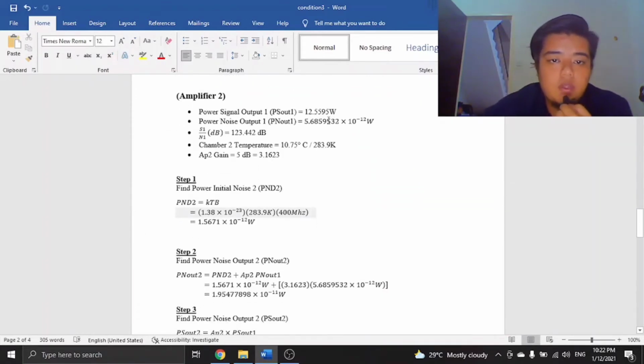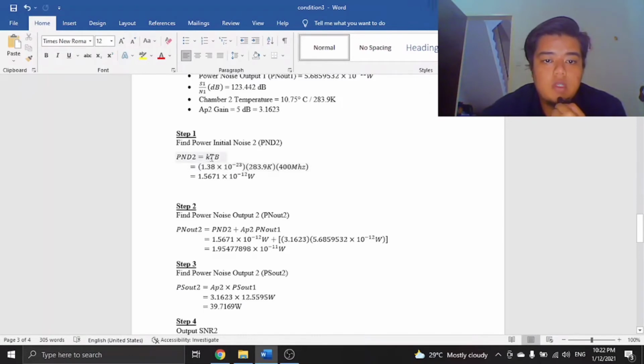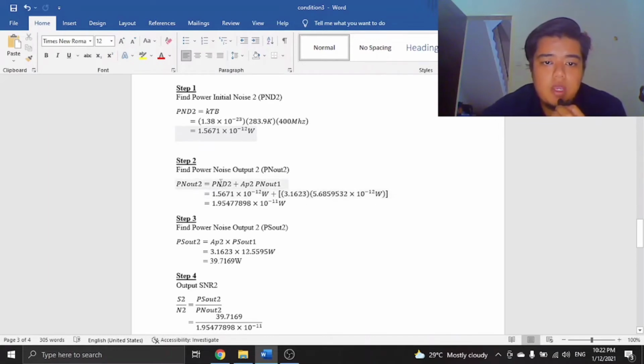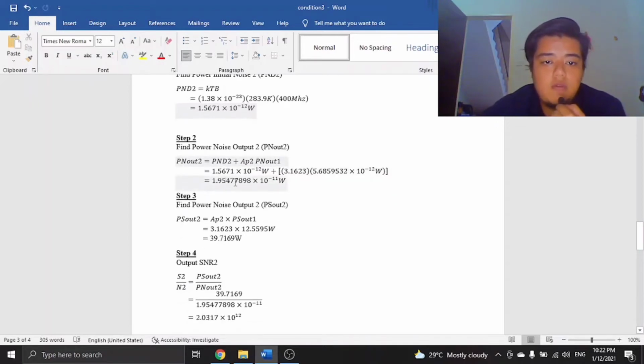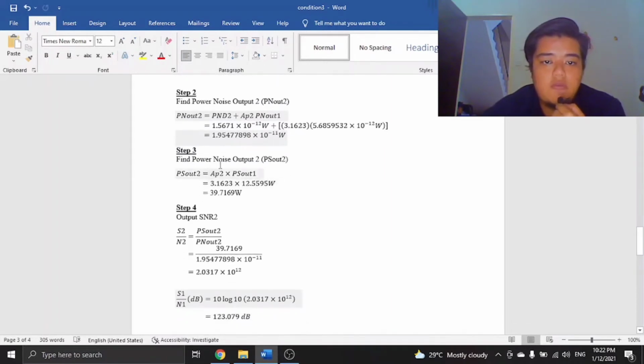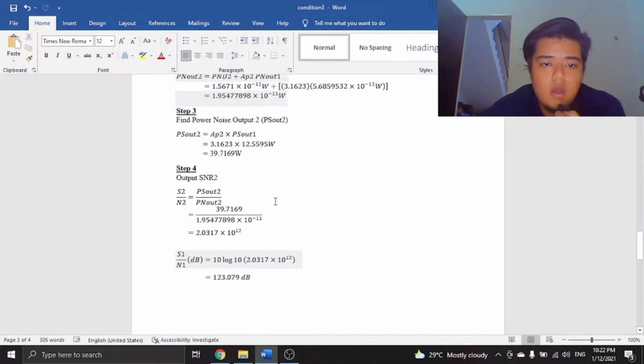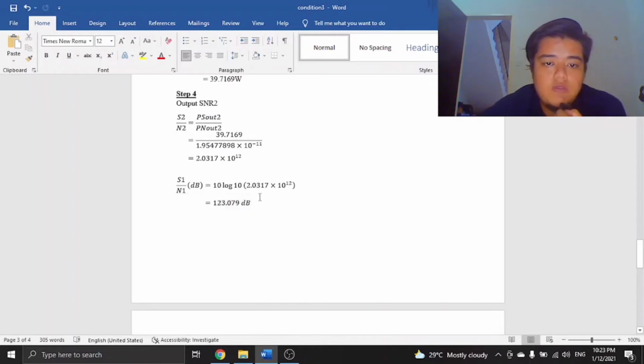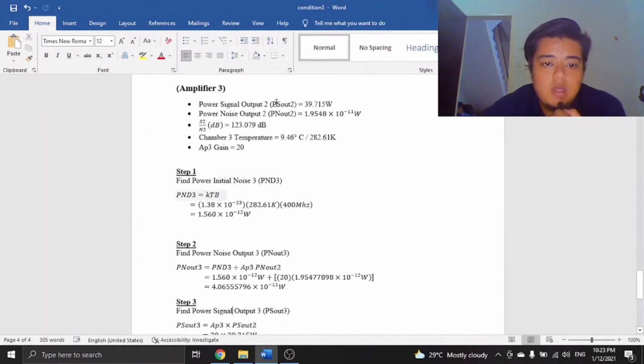Okay, and then we move to amplifier 2, just doing the same steps, where we state the information, and then we find the initial noise, which is KTB. We get the answer 1.5671 exponential negative 12. And then noise output, initial noise plus the gain times power noise out, then we get the answer 1.954778898 exponential negative 11. After that, find the power signal output for amplifier 2, which is gain 2 times power signal out, then we get the answer 39.7169 watt. Then for step 4, we find the output SNR, which we get 2.0317, and the value in dB is 123.079 dB.